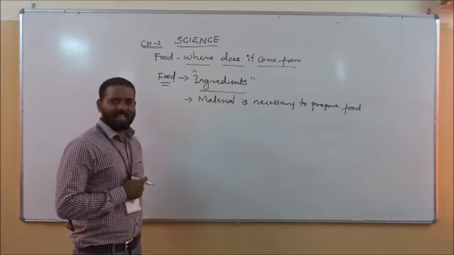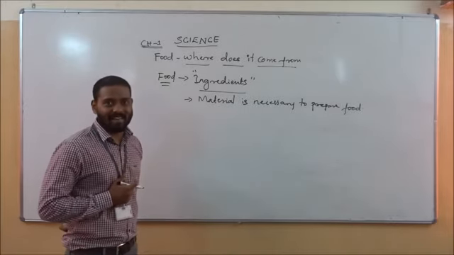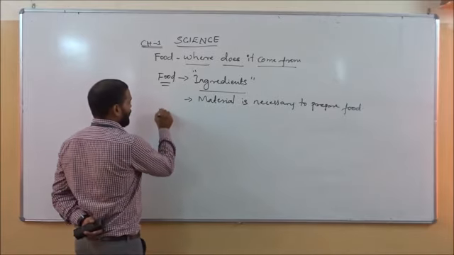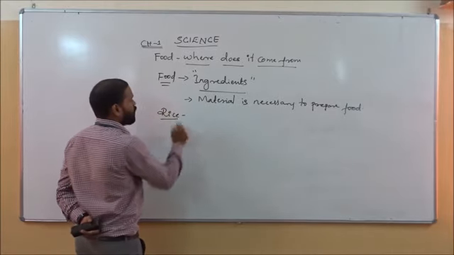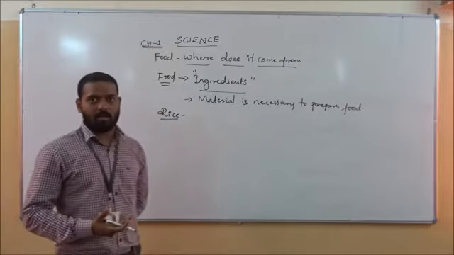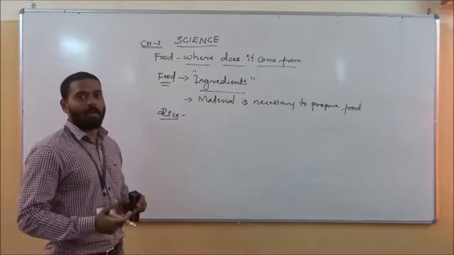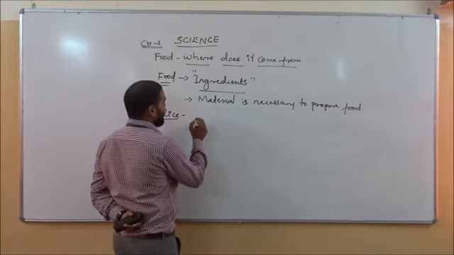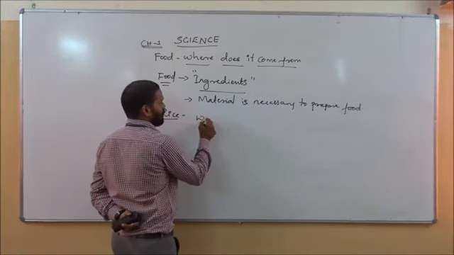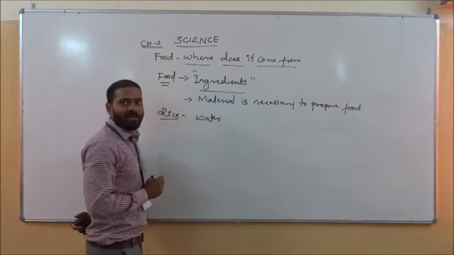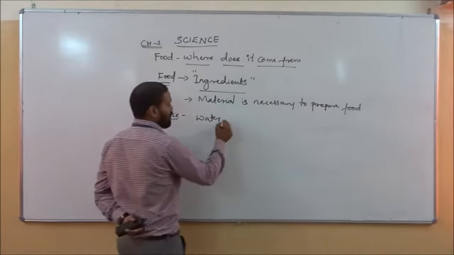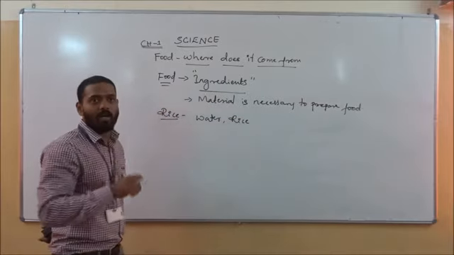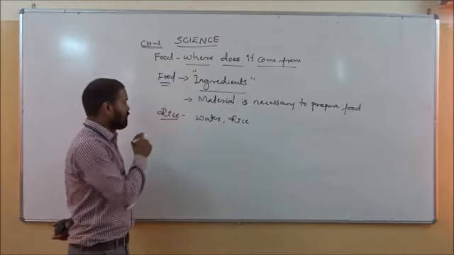So we will take one food and see what ingredients are used. In a simple way, take rice, which is a dish, right? If you want to prepare rice, what are the ingredients necessary? Here, one is water, and the second is rice. Rice and water are required to prepare the dish of rice.